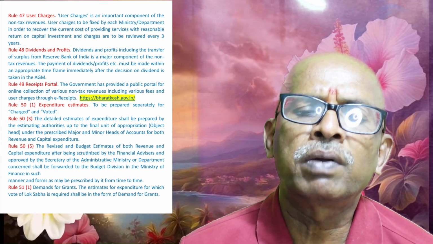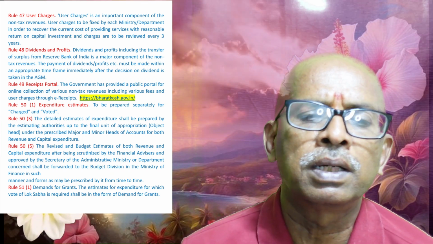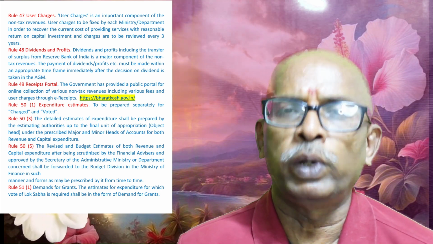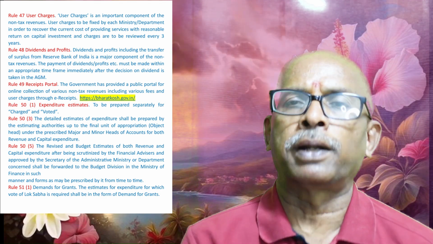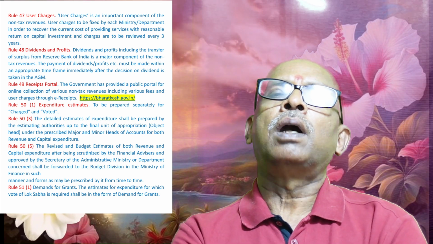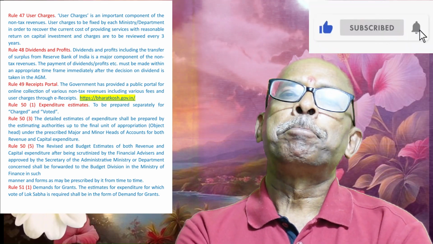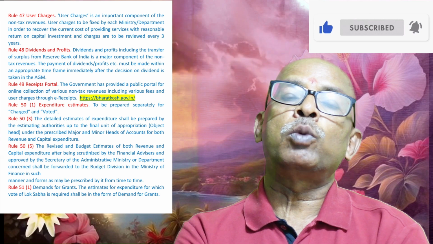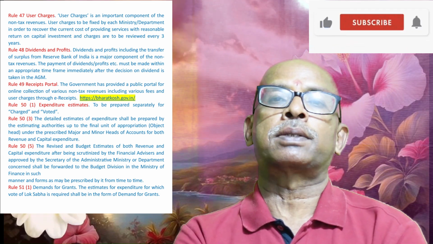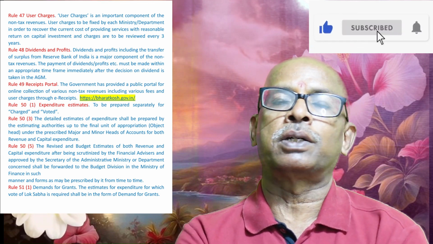Expenditure estimate. We already discussed revenue related things. For expenditure, there are two ways. One is charged, another is voted. Charged is all the expenditure which is required to be incurred due to court orders. They are all under the charged account.